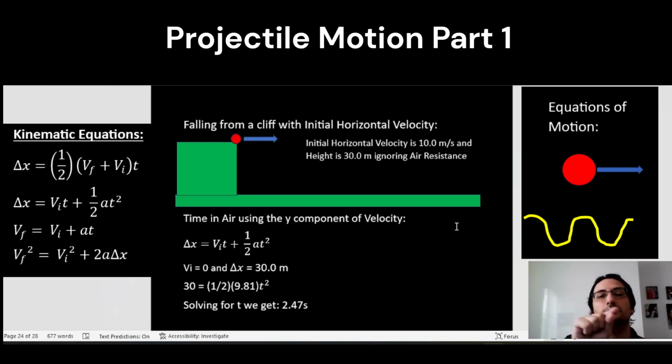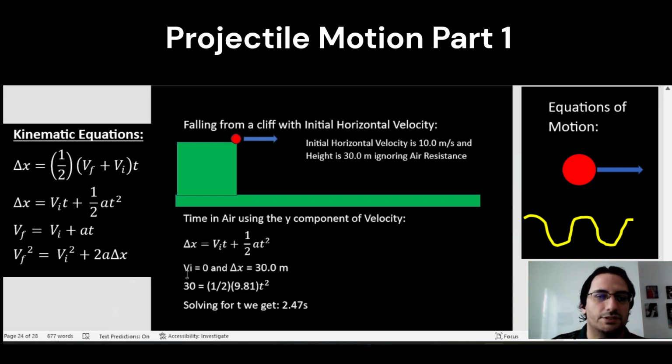Because what will determine the time that the ball will be falling is the vertical acceleration. There's no acceleration in the horizontal axis. There's only acceleration in the vertical axis, in the vertical component. So we know that when the ball is rolling off the edge of a cliff, at that moment, it has zero vertical velocity. So V initial is 0. The amount of drop will be 30 meters.